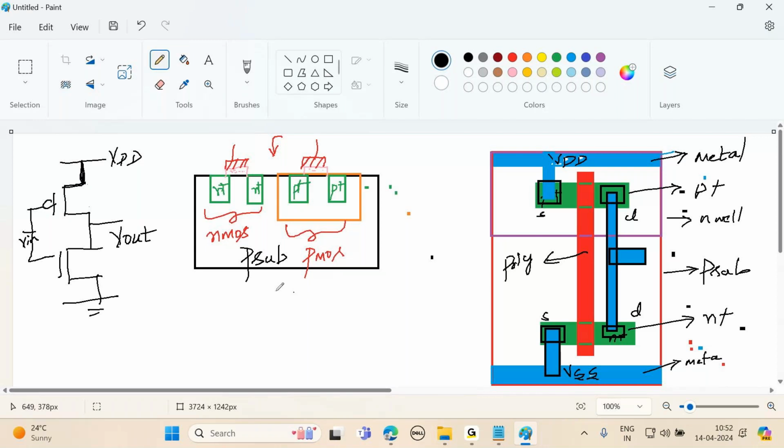Now again one more connection is required, right? So here I want to make a connection. This is the basic structure of your layout. Again you want a contact cut here because it's a polysilicon and you're making connection with what? You're making connection with semiconductor. So again you want one contact cut here. This is a layout of your inverter.